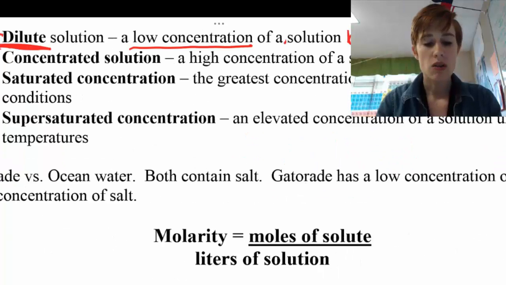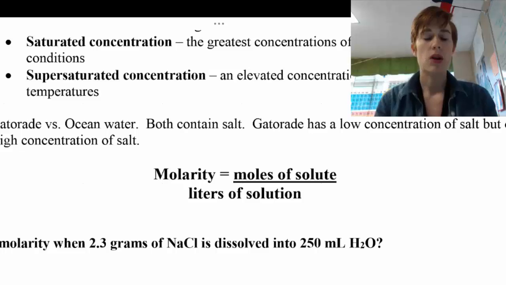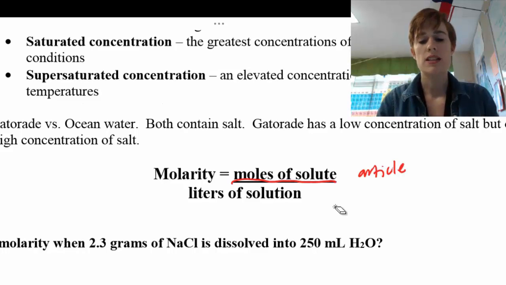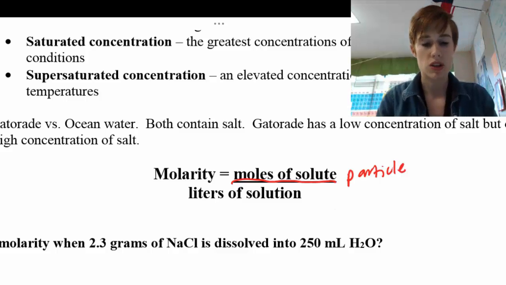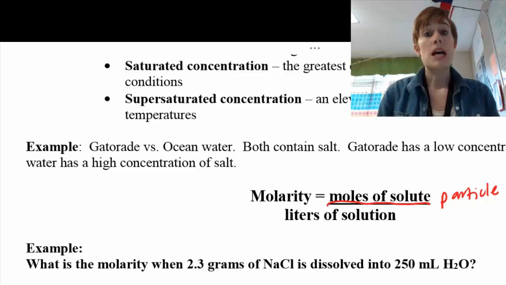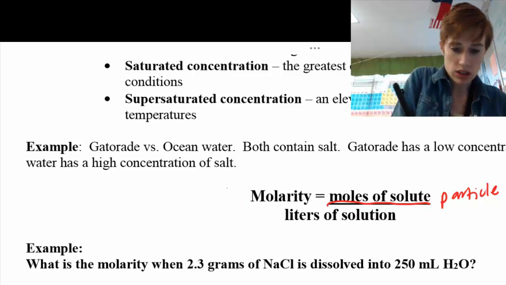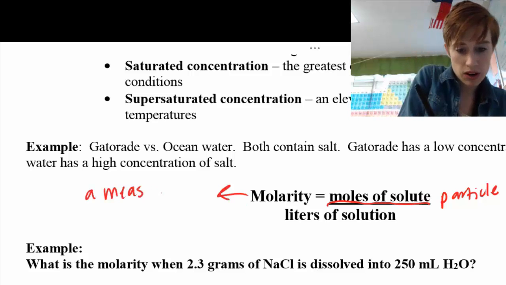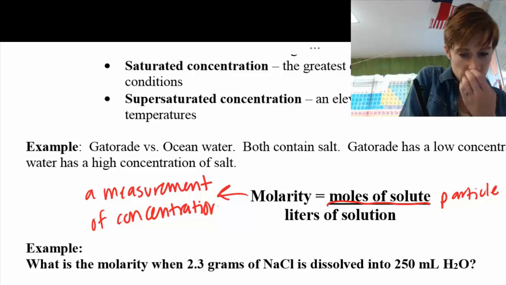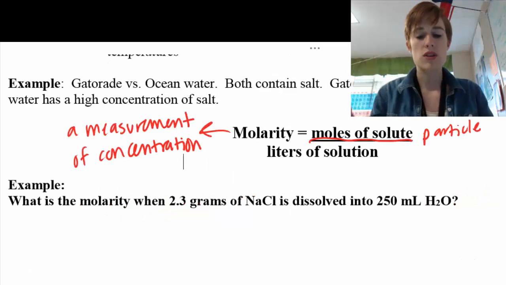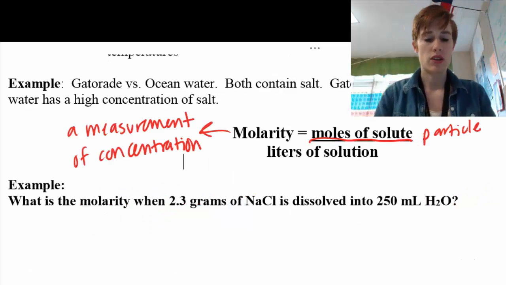Okay, so let me show you an example of how we calculate molarity. So the formula for molarity is moles of solute, or your particle, divided by liters of your solution. Molarity is a measurement of concentration. It's a number measurement depicting concentration, okay? So how do we calculate the molarity of a solution? We use moles of solute and we divide it by liters of solvent.